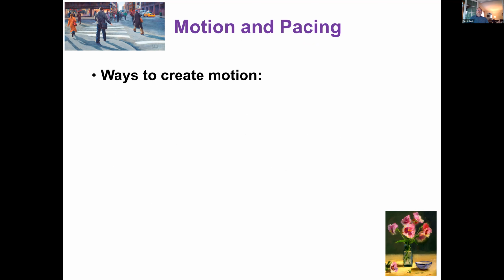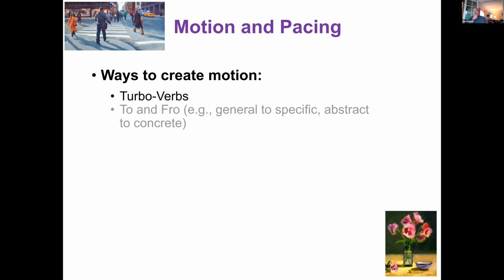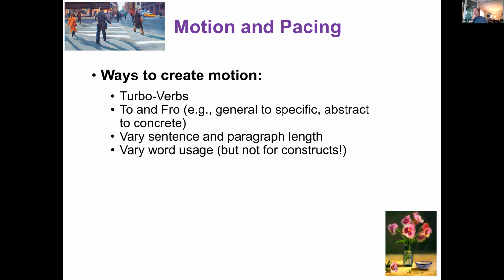And there are also different ways to create motion. One of them is to use what are called turbo verbs. So instead of saying a group stopped meeting, we can say a group dissolved or disintegrated. So that's a more active, more powerful type of verb than ended. To and fro refers to moving in your language from general to specific and back, or from abstract to concrete and back. So having this movement back and forth between different levels of specificity and types of language can also create a sense of motion within your paper.